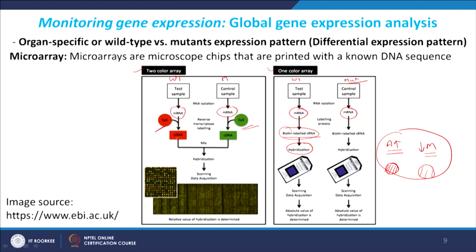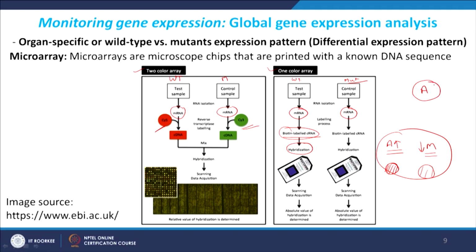So, basically the difference between these two methods is that here both the cRNAs were labeled with the same label, whereas there they are labeled with different labels. Here they were hybridized on two different independent chips. Here both are being hybridized on the same chip. So let's assume there is a chip which is for gene A.